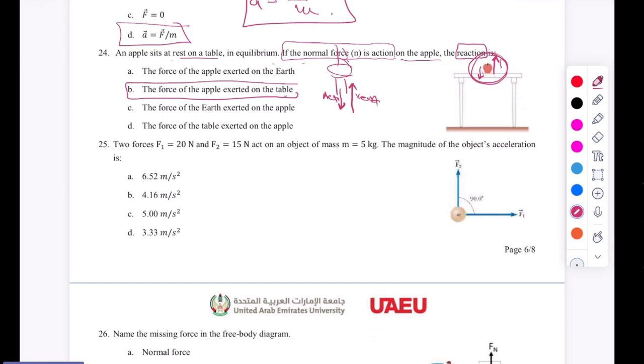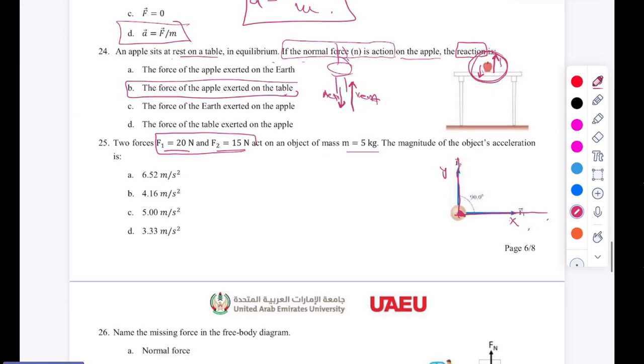Two forces F1 and F2 act on an object of mass given here. So the magnitude of the object's acceleration is... If you are given this force in the x direction and this one in the y direction, we consider the coordinate system over here: this is your x, this is your y.